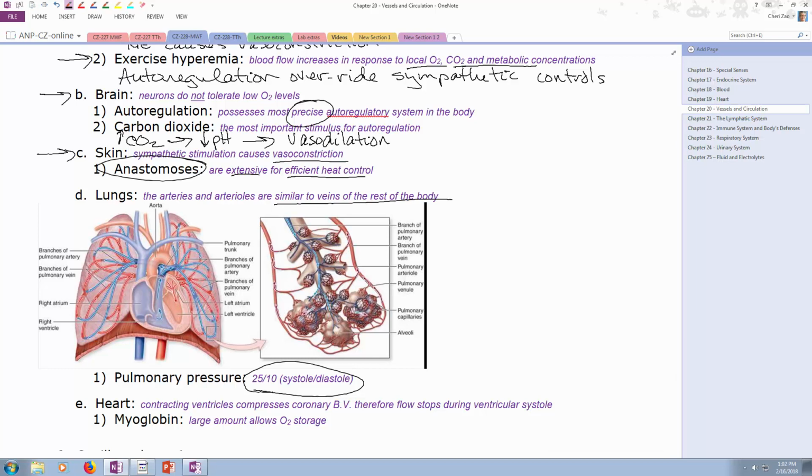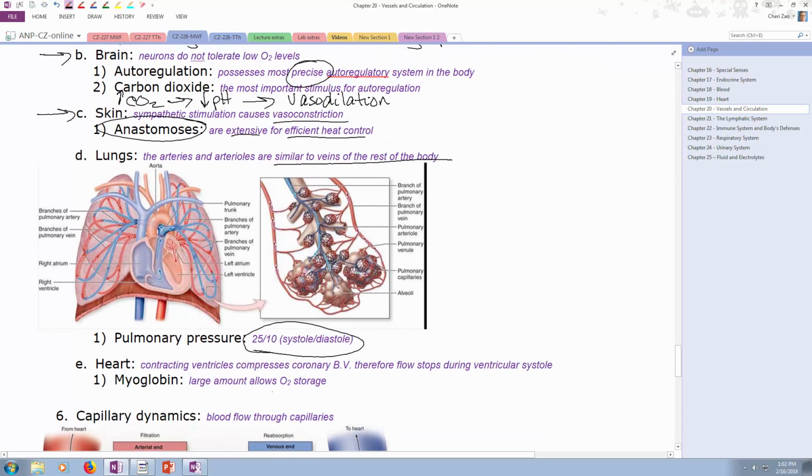So our pulmonary pressure is 25/10. When you compare that to our systemic pressure of 120/80, major difference. And indeed, a major reason why we have different construction of our right ventricle over our left, as well as the pulmonary arteries versus our systemic arteries.